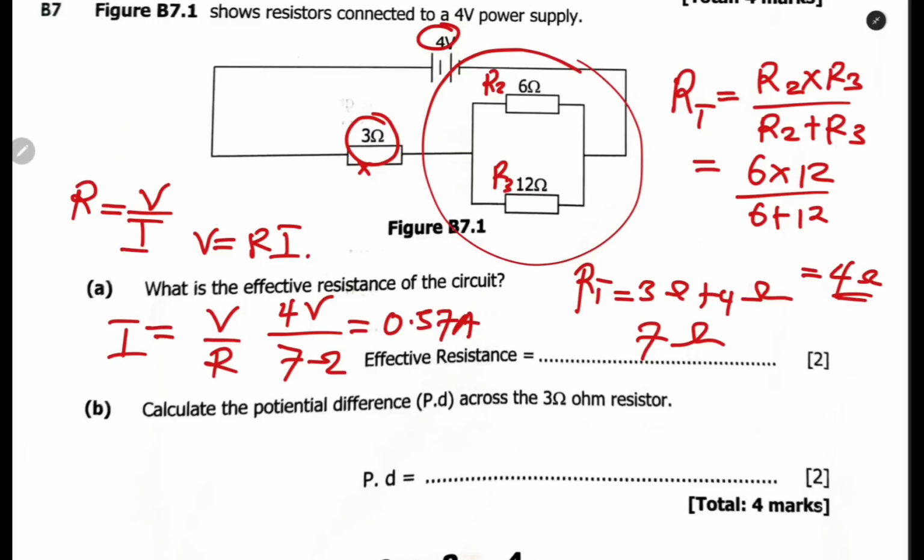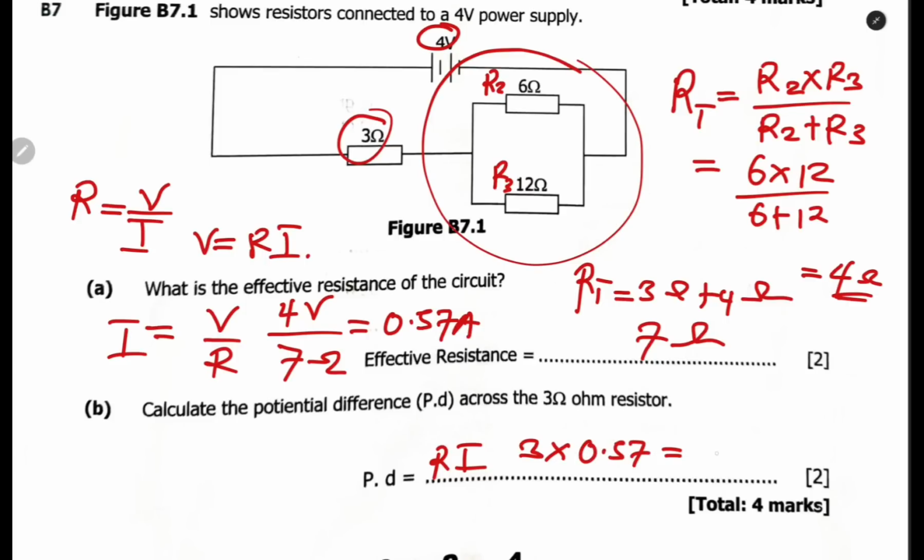But have we answered the question? No, we have not answered the question. The question wants the potential difference on this part. So for the potential difference there, we are going to say resistance multiply current. What is our resistance? It is 3, multiplied by what is our current?